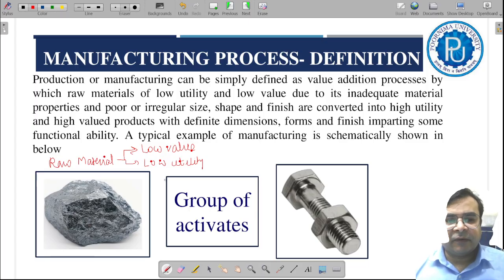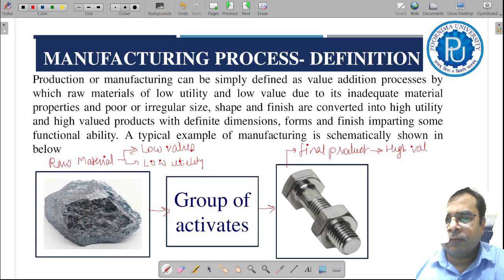Then we need to perform several activities through which we can convert this raw material into some useful form. So this group of activities which we need to perform on this raw material to convert it into a high utility material is called the manufacturing process. So you can see here, this is a final product, which has high value and high cost and high utility.